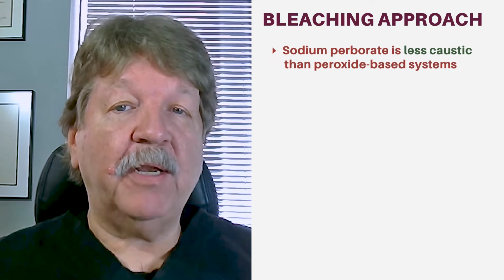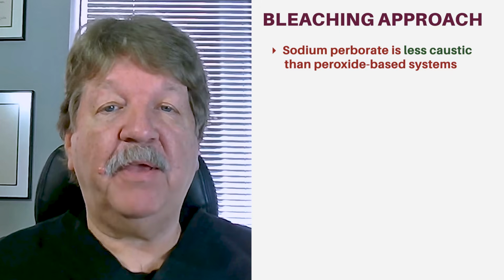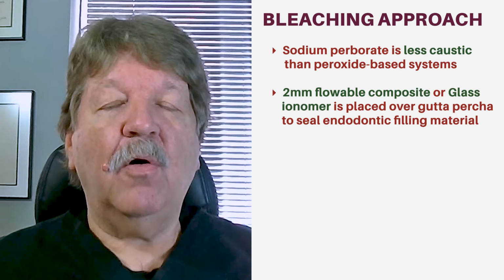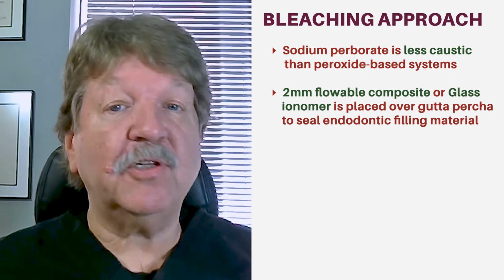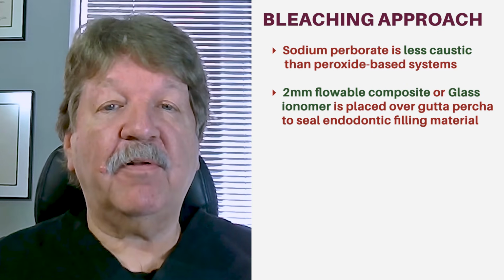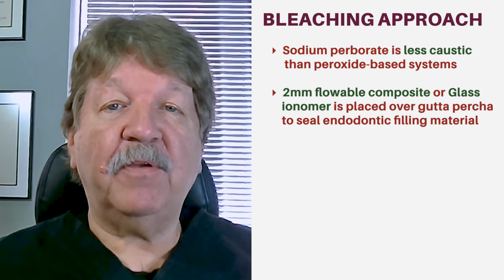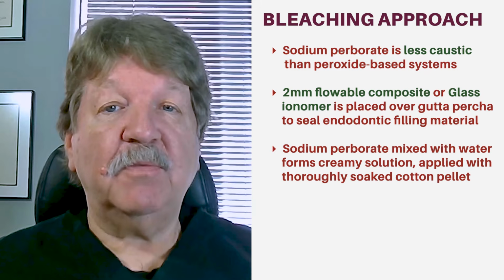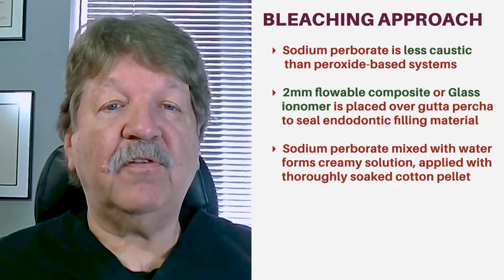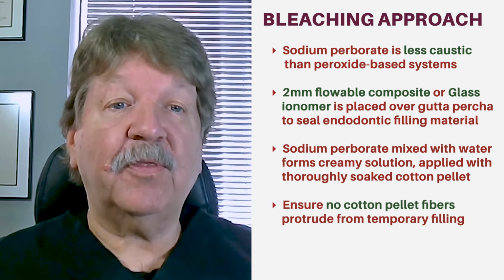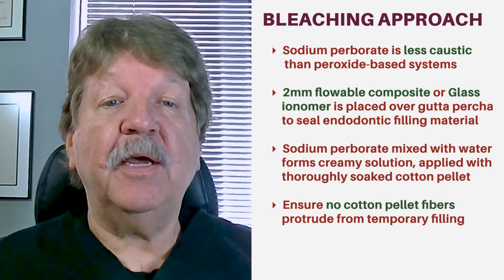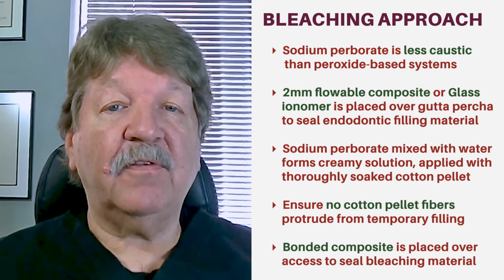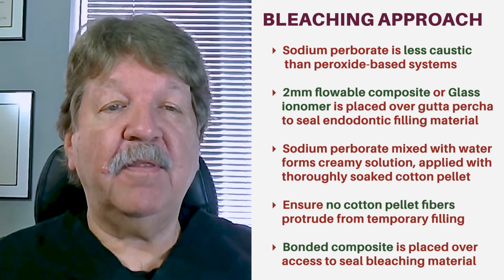Although sodium perborate is not as caustic as peroxide-based systems, I still prefer to use a 2 millimeter layer of flowable composite or glass ionomer over the existing gutta percha to try to seal the endodontic material from the bleach. My assistants will mix up the sodium perborate with water and create a nice creamy solution, which is applied to the inside of the tooth with a thoroughly soaked cotton pellet. We must make sure that there are no cotton pellet fibers protruding from the temporary filling when we seal it. A bonded composite is placed over the access to ensure sealing of the bleaching material in the access.